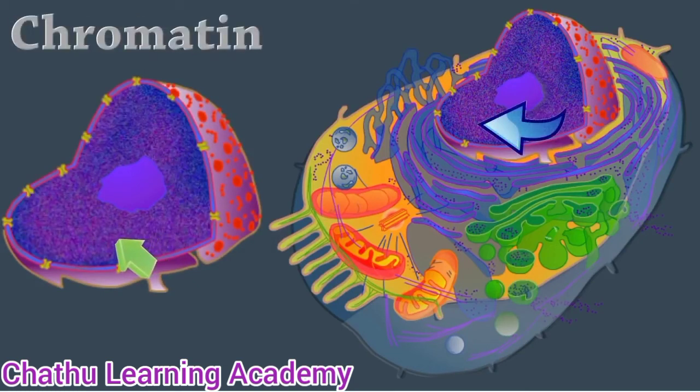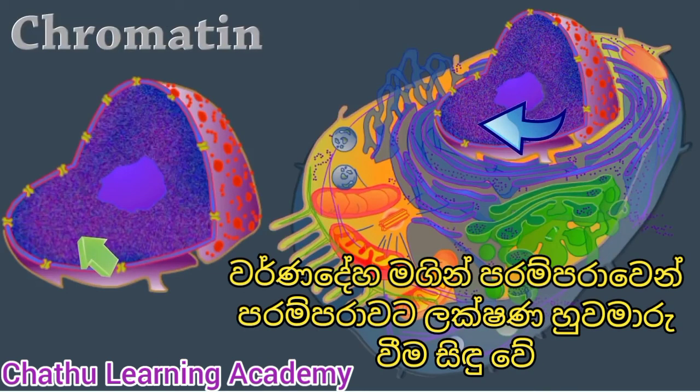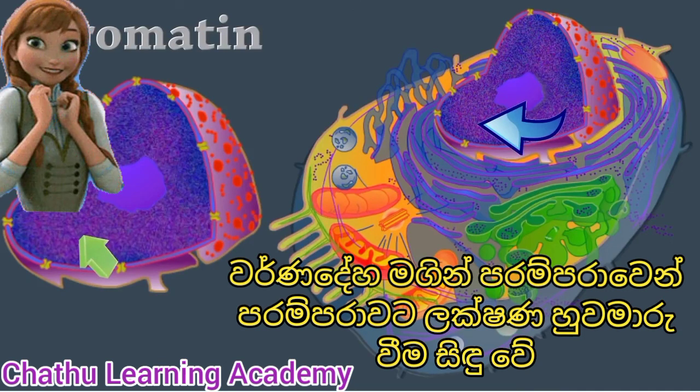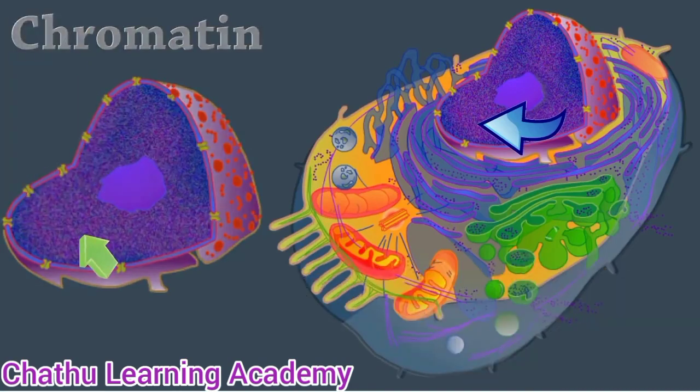Chromatin is a granular, thread-like material composed of DNA and histone proteins. Chromatin packages DNA into a smaller volume to fit into the cell, and it controls gene expression and DNA replication. Histones, part of the chromatin, compact the DNA for transport.